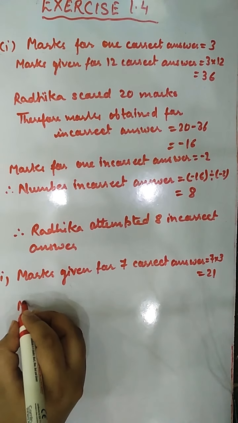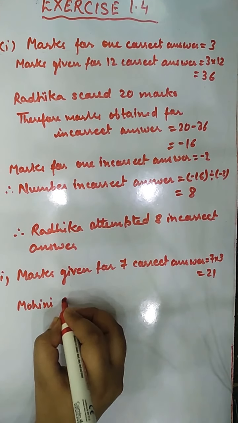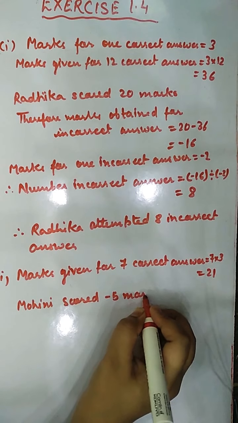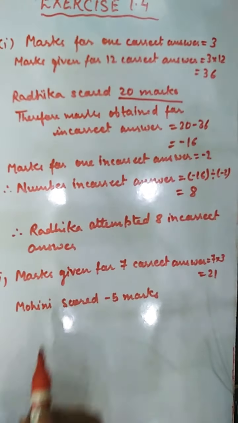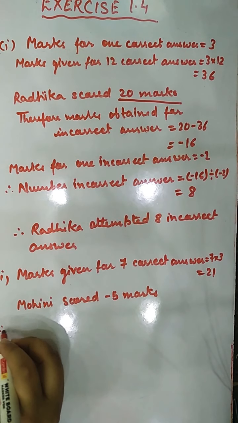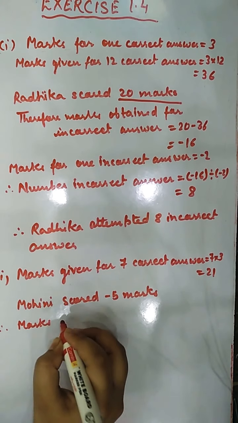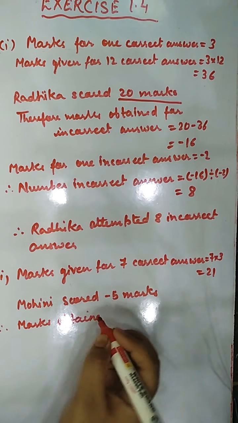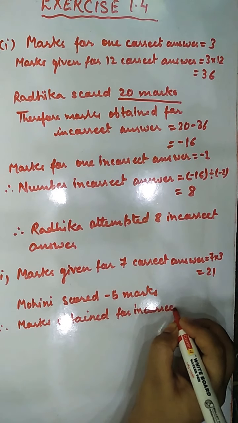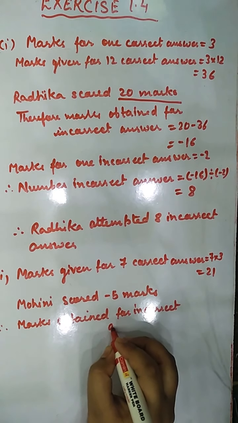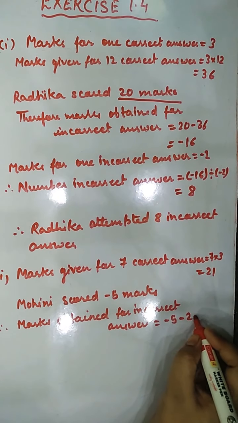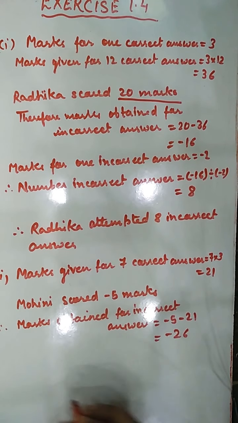And Mohini scored how much marks? Mohini scored minus 5 marks. As here we have written Radhika scored 20 marks, the same way we are writing Mohini scored minus 5 marks. Therefore, marks obtained. How many marks she must have obtained for incorrect answer? Again, you will subtract it from the mark she scored, that is minus 5, and this correct answer minus 5 minus 21, that is minus 26.